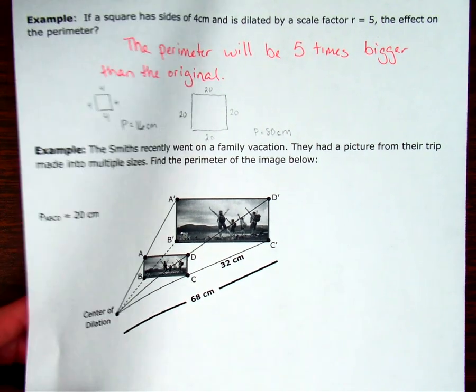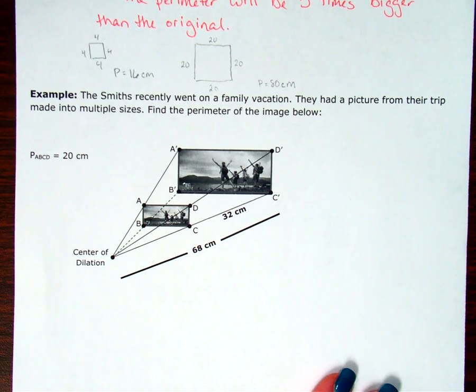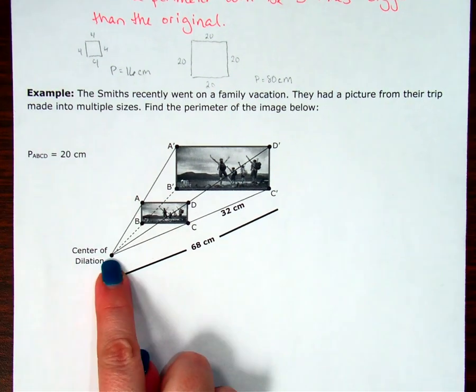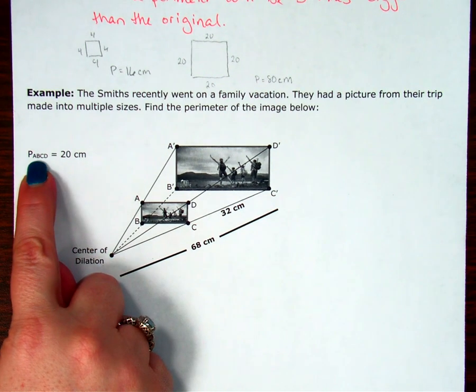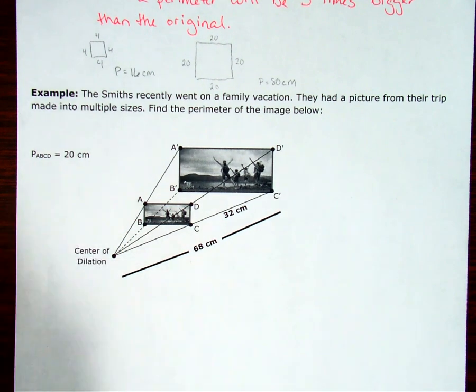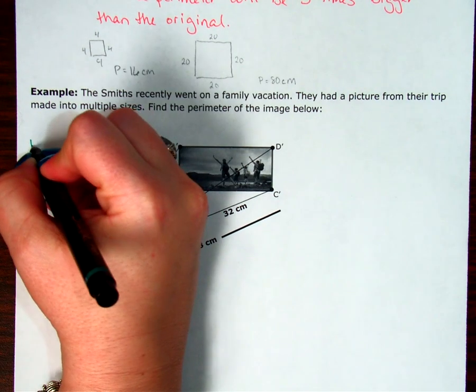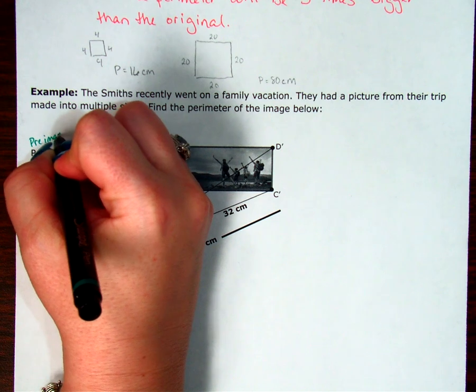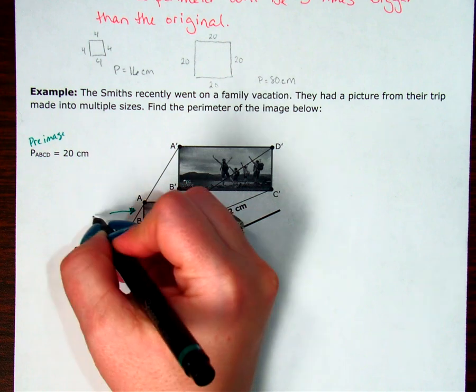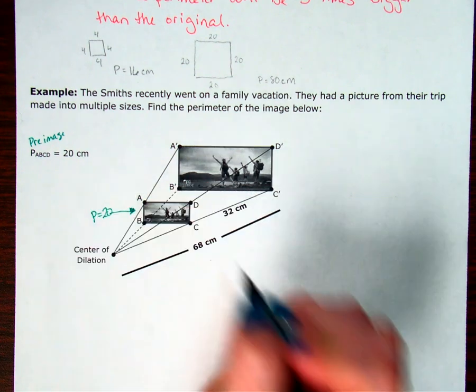The Smiths recently went on a family vacation. They had a picture from their trip made into multiple sizes. Find the perimeter of the image below. So when I look at my image, I need to make sure I pay attention to everything here. I can see the perimeter of A, B, C, D. So that is here. And I know, because I don't have primes on this one, I know that is my pre-image. And this pre-image here has a perimeter of 20.